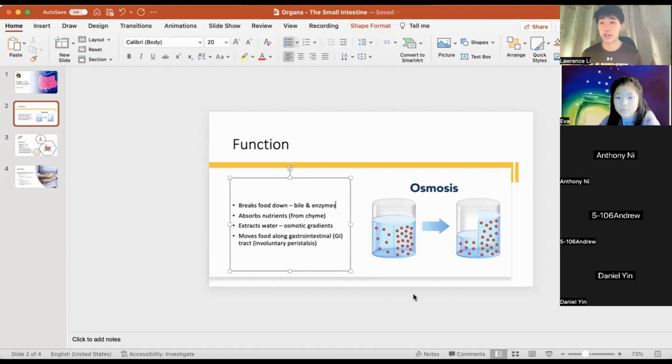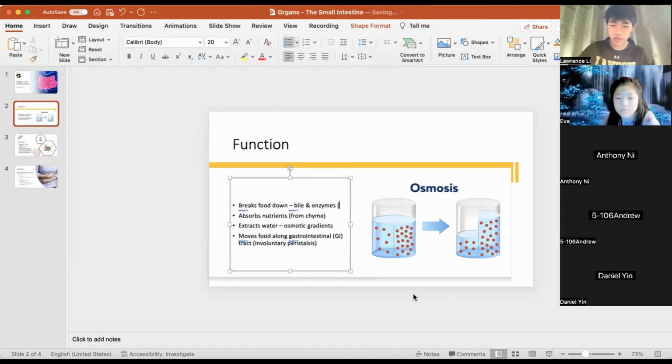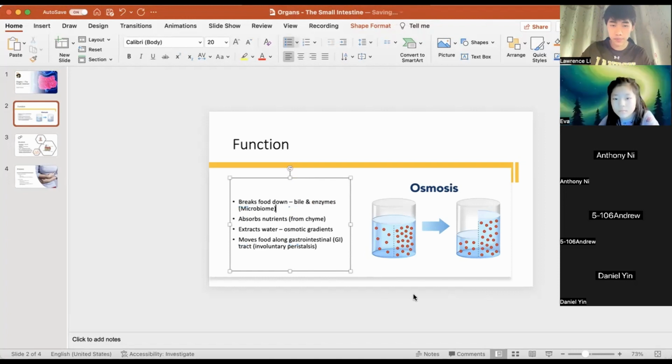We call this the microbiome, right? The microbiome refers to all good bacteria, or all living organisms that are living inside of you to help you, right? Without these good bacteria in our small intestine, we would really struggle to break down carbohydrates and get energy from them. So that's where these enzymes come from.